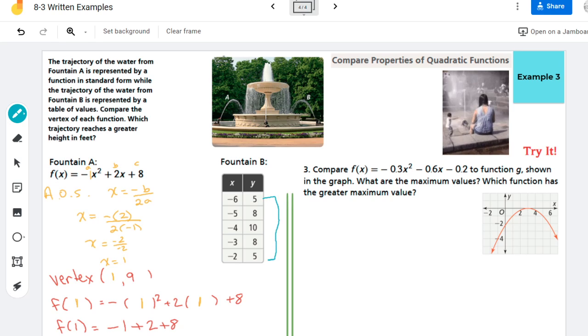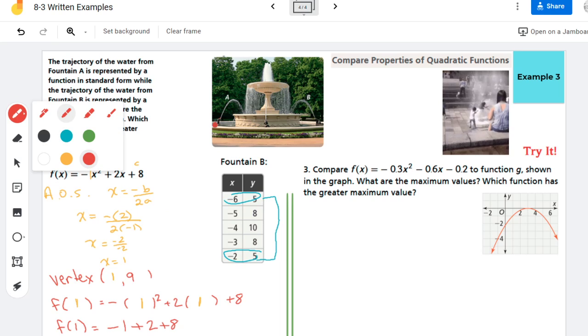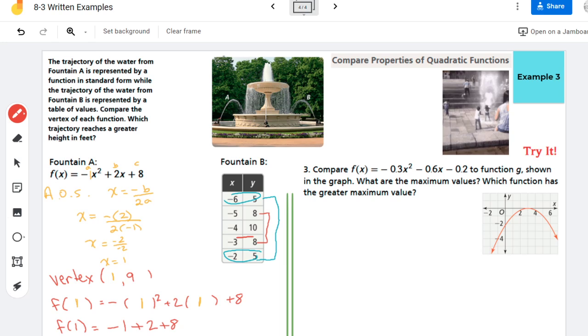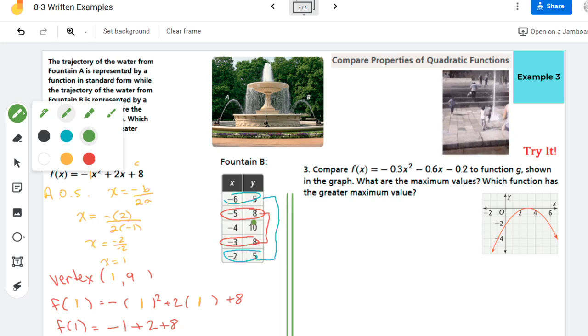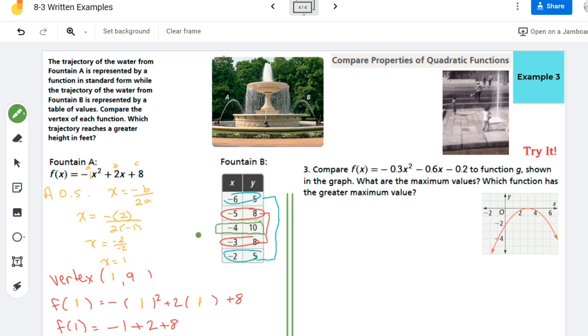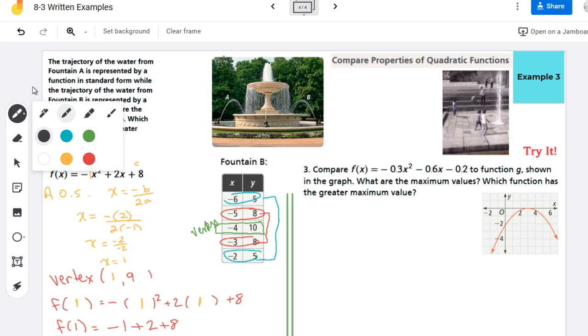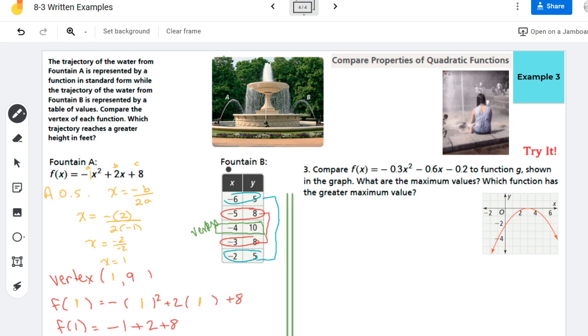So here, my 5s go together, so these are reflected. And then when I look here, I have a set of 8s that go together, so those are being reflected. And then you can see that negative 4, 10 doesn't have a pair. So this would be the vertex of my function. So if I'm doing a comparison, fountain A went up 9 feet, and fountain B went up 10 feet. So my answer to this would be fountain B. It went 10 feet instead of 9.